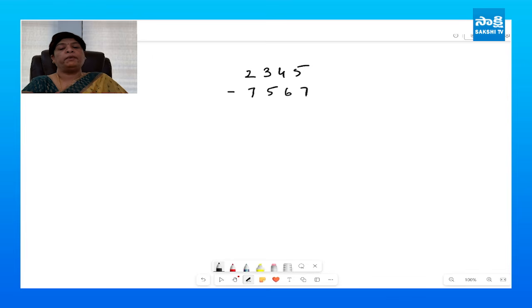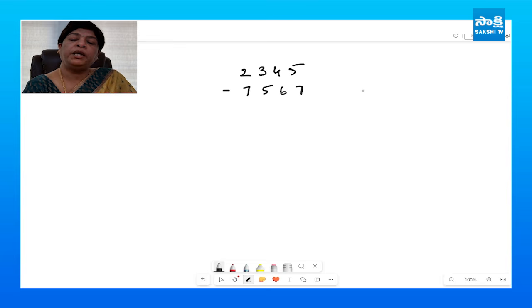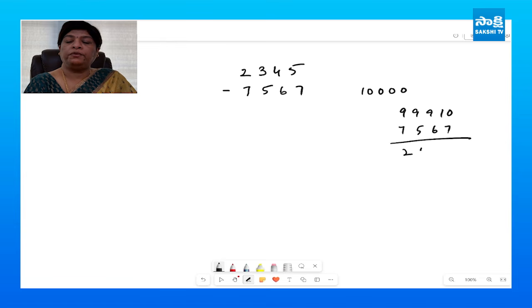Let's see one more example. 234 minus 7567. Here the base of this number 7567 would be 10000. 4 digits, 4 zeros. And then find out the Nikhilam for the negative number, which is 9, 9, 9, 10. All from 9, last from 10. So subtract 7, 5, 6, 7, which gives you 2, 4, 3, 3. So the Nikhilam for this number would be 2433.